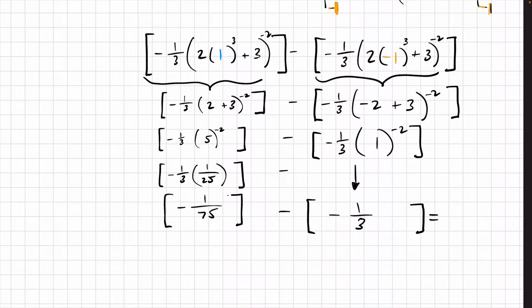Common denominator is going to be 75, so multiply the bottom times 25 and the top times 25. It's just adding fractions. So you're going to get negative 1/75 minus negative 25/75. Minus a negative means plus, so you're going to get 24/75.